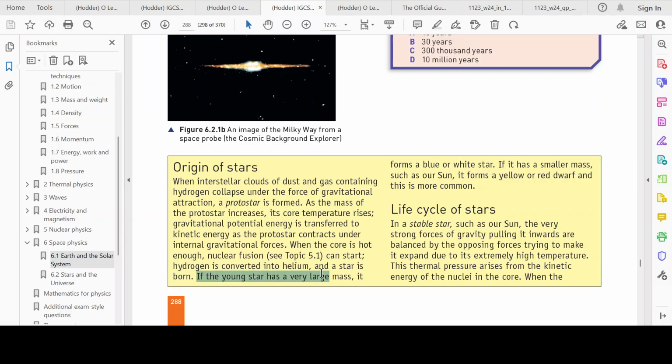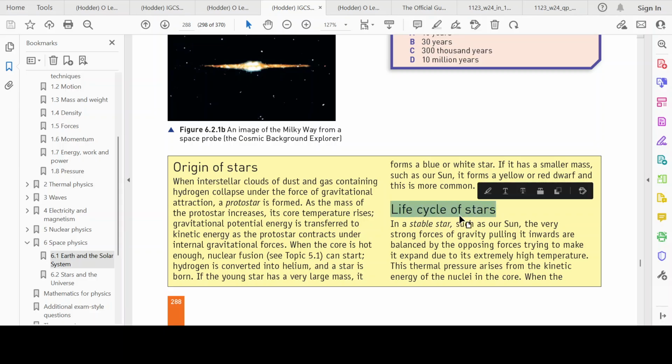If the young star has a very large mass, it forms a blue or white star. We talked yesterday about how the color of the star is related to its mass and its surface temperature. The more the mass, the more the surface temperature, the color will be blue or white, white being the hottest. If the mass is comparatively less, the surface temperature is less, and you'd get something that's either yellow or red. Our sun is a star with a smaller mass, so it's a yellow star. Or you could have something like a red dwarf, which is more common.